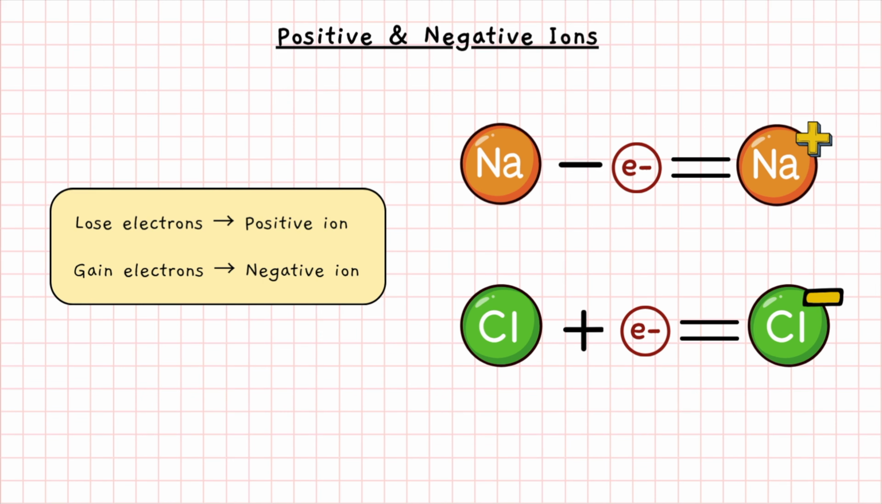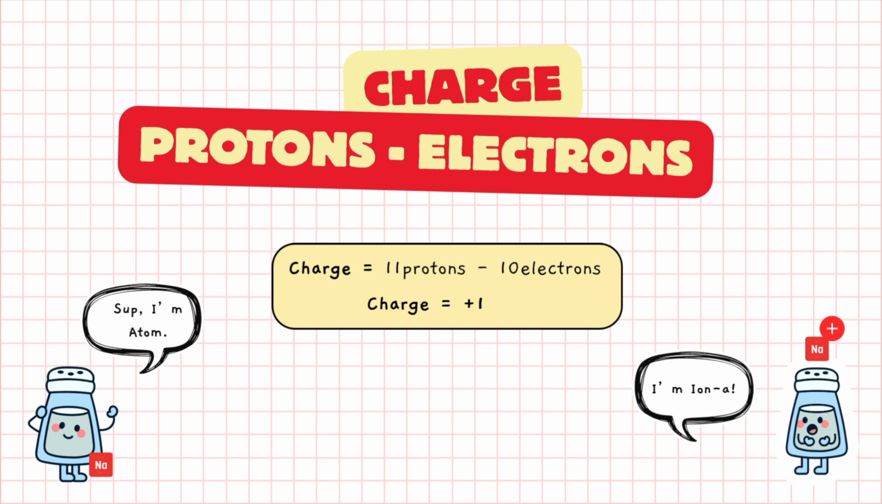Look at the orange sodium atom. It loses one electron. That means it now has more protons than electrons, so it becomes positive. Now look at the chlorine atom in green. It gains an electron. That means it now has more electrons than protons, so it becomes negative. Always remember, electrons are negative, so if you lose negative, you become positive.